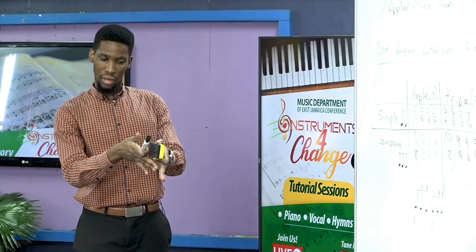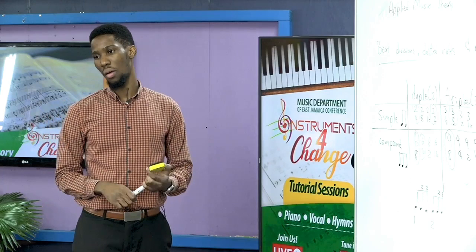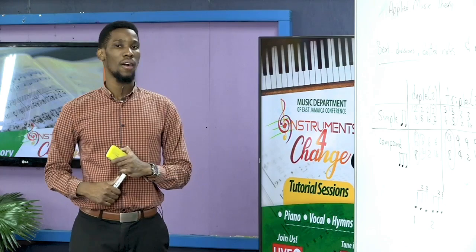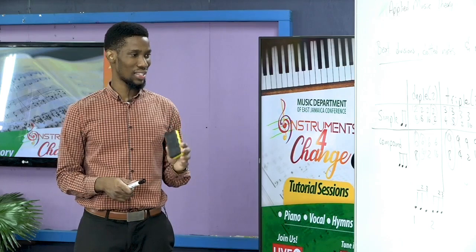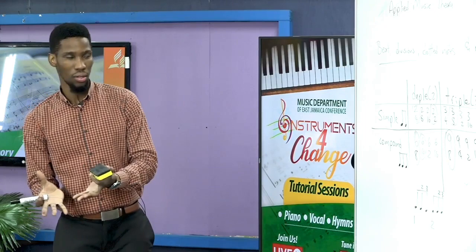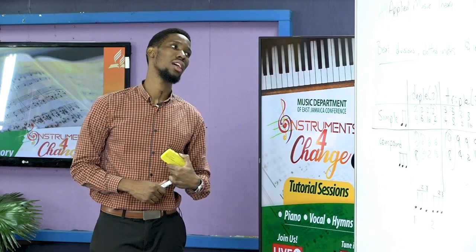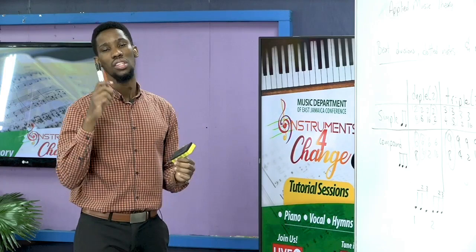Compound quadruple, you count to 12. I'm not going to count it. You can count it yourself because you're a bright girl or boy. All right, so we're going to take a break right now. And then after the break, we're going to take a look at the hymns that are in 4-4, 3-4, 6-8. And then that would solidify everything, and then we'll go into dotted notes, because once you understand beat divisions, you'll understand dotted notes pretty easily. And time signatures, they're all related. All right? So see you shortly.